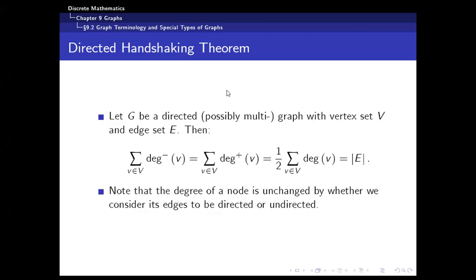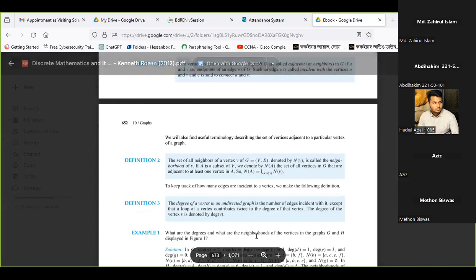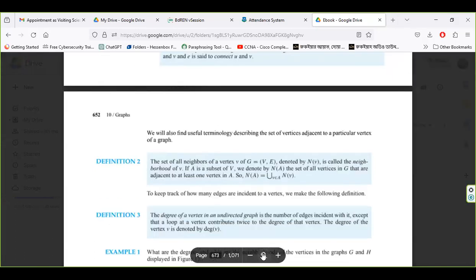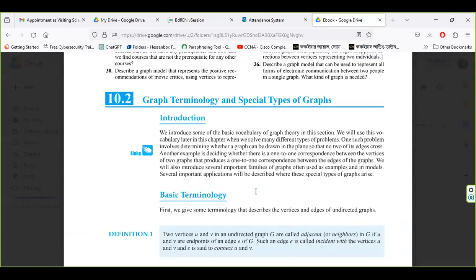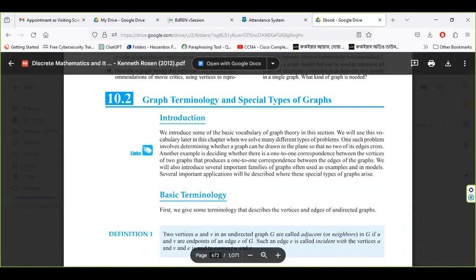What can you see on the screen? It's a directed graph. Now, what can you see now on the screen? Yes, sir. Can you see the book? Graph terminology. Yeah, graph terminology.